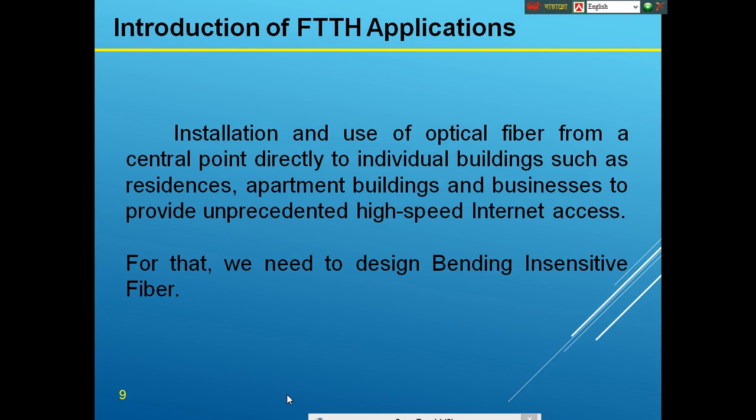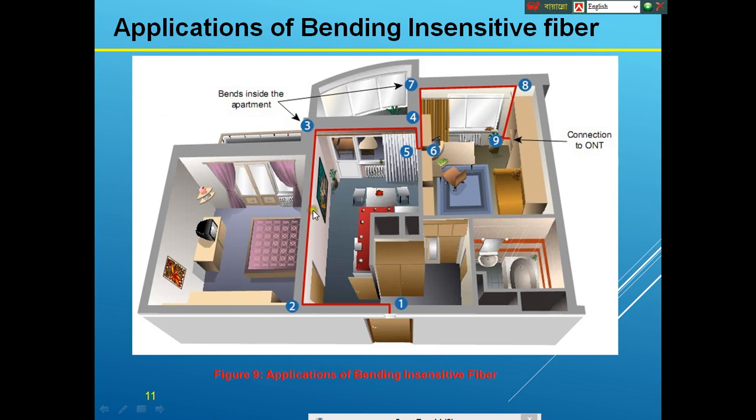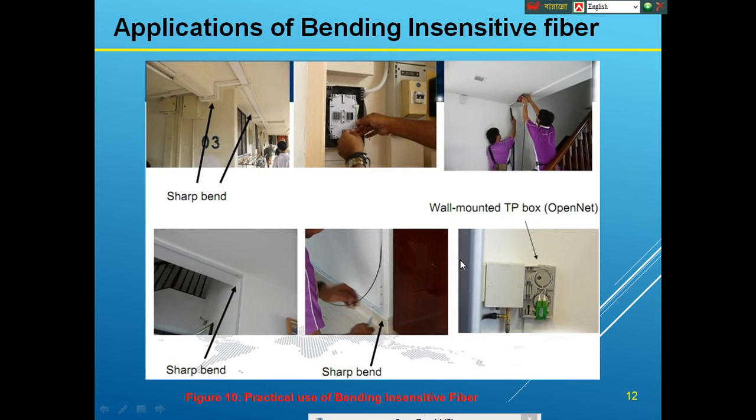Introduction of FTTx application: installation and use of optical fiber from a central point to individual spaces such as residences or offices. We need a bending insensitive fiber. Applications of bending insensitive fiber are house appliances, smaller outside plant cable, cabinets, etc. We can see the practical use of bending insensitive fiber in a house. For the design, a sharp bend is needed, that is a sharp bend at a wall mounted box.